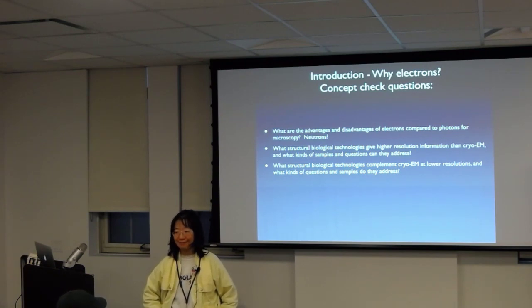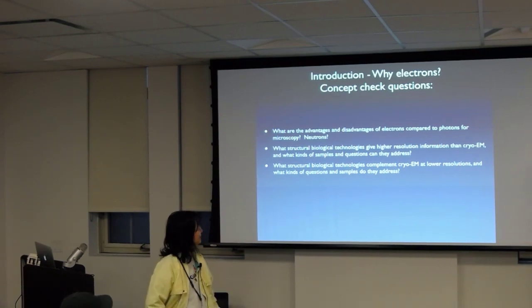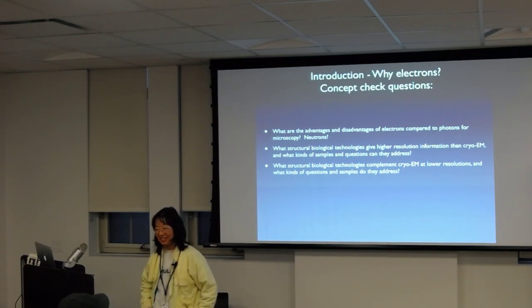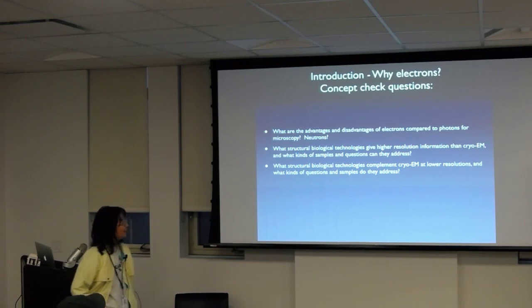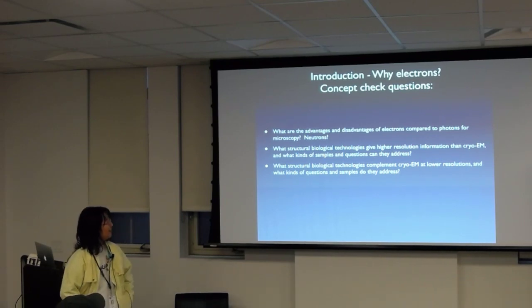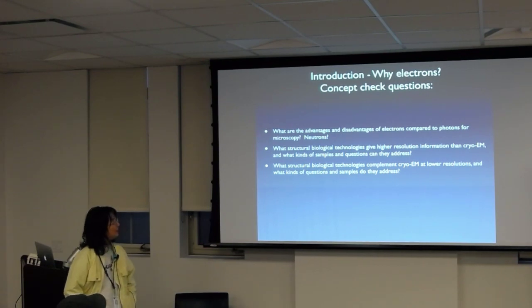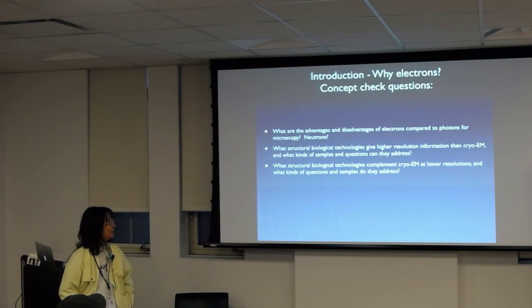Anything else? Does anybody have any answers to the concept check questions? Or anyone want to take a stab at them? Yeah, you want to take a guess? Electrons have smaller wavelengths. That's good, compared to photons. What are the disadvantages of using electrons compared to photons?